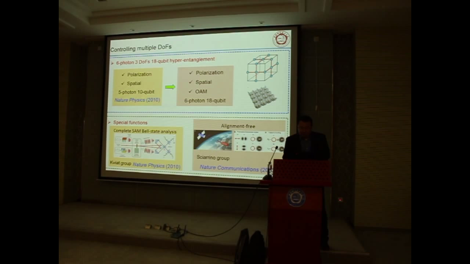Another very useful application is spatial functions. Using two DoFs, we can make a complete Bell state measurement to discriminate four Bell states. And also using spin and orbital angular momentum, we can have the alignment free function. That's all. Thank you.